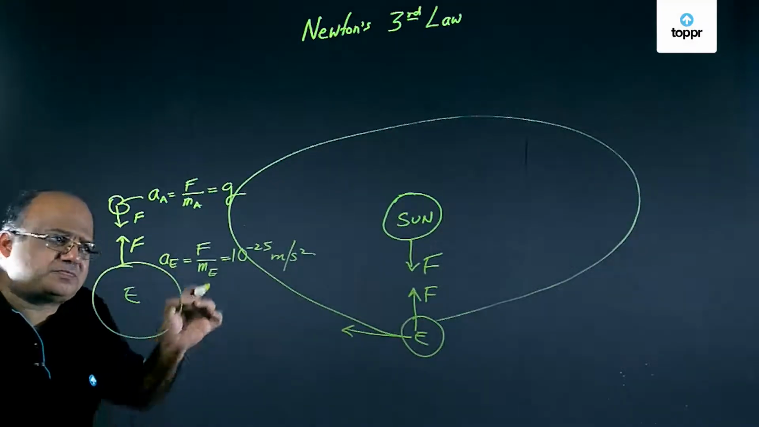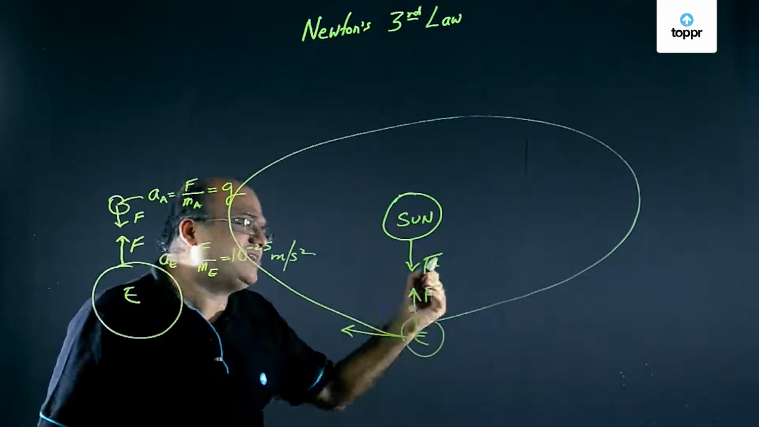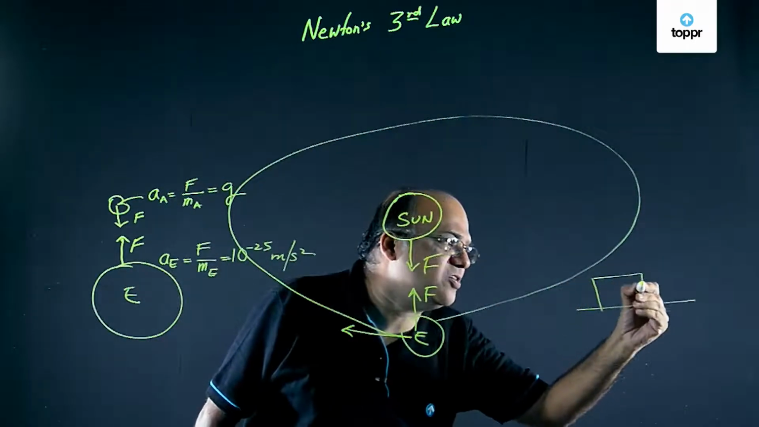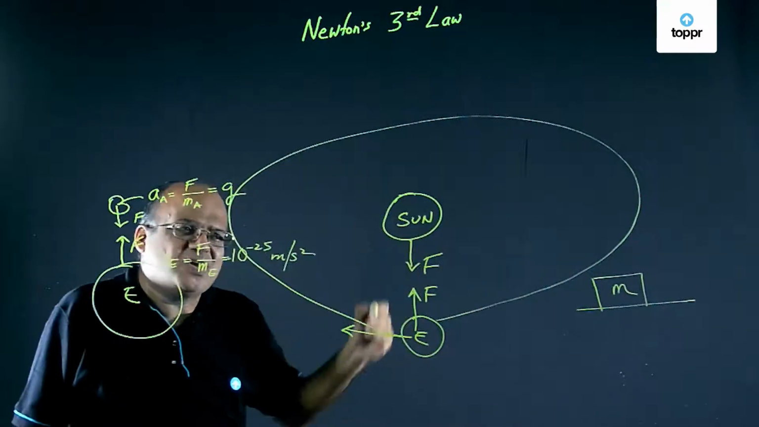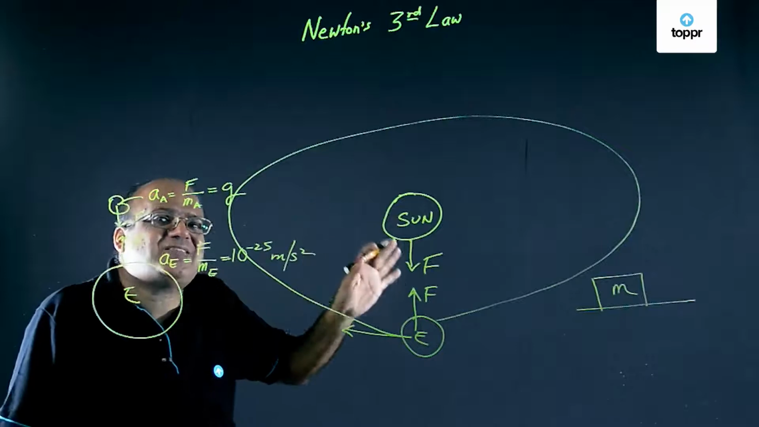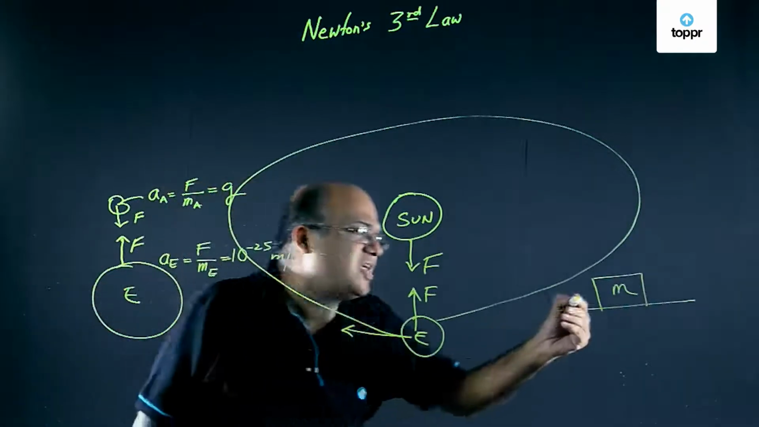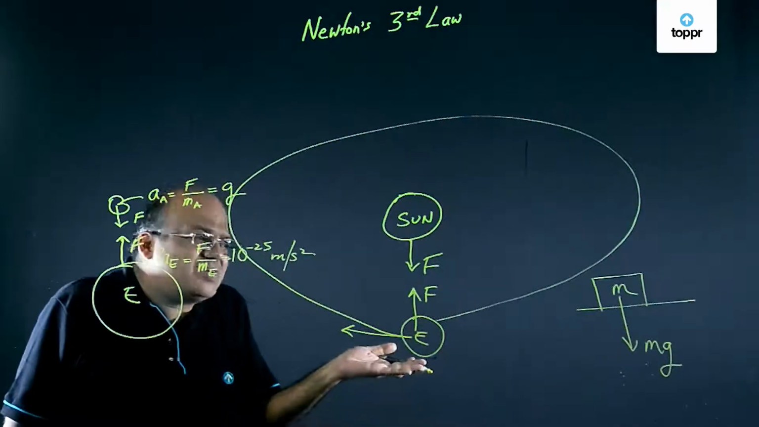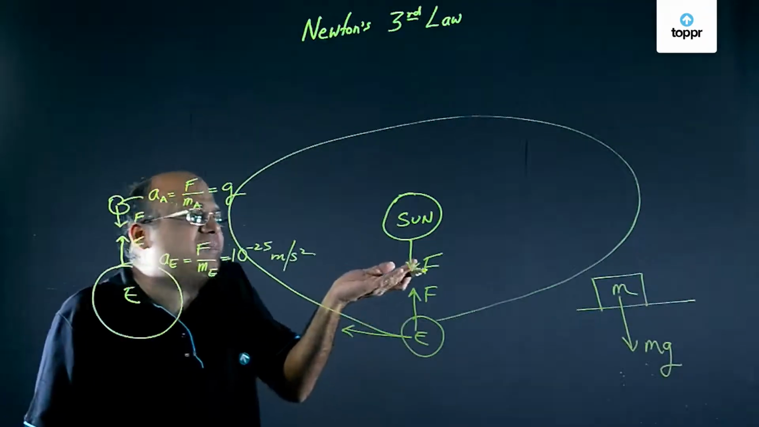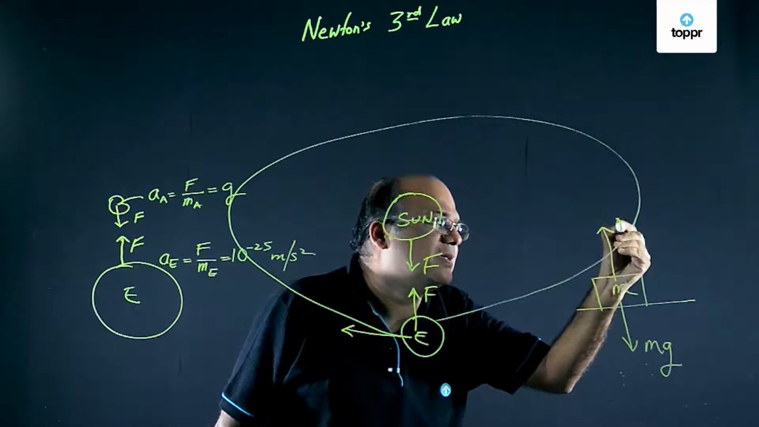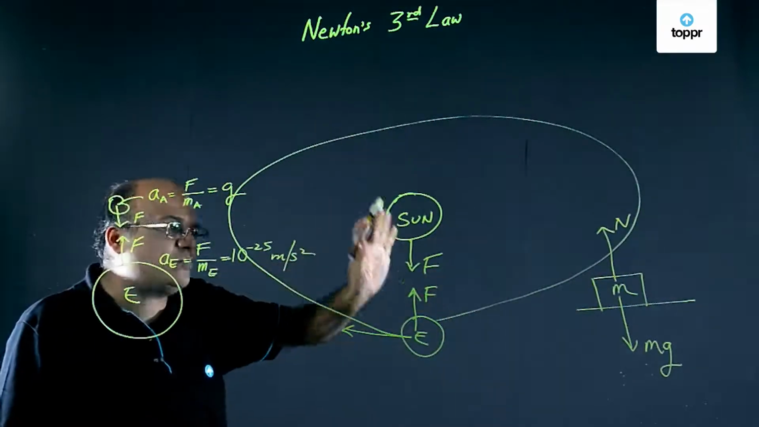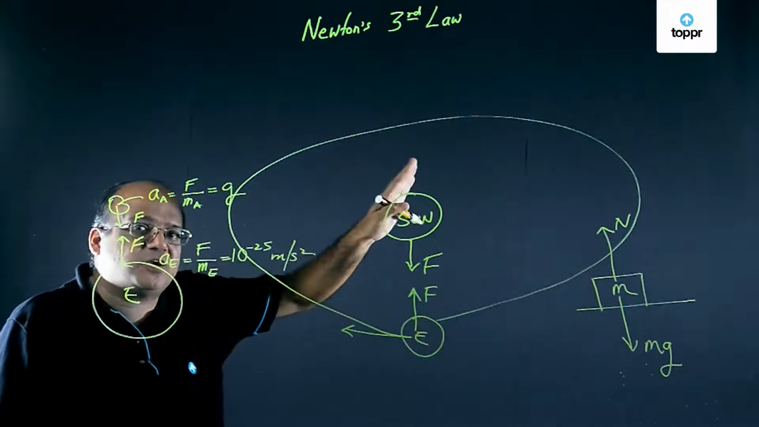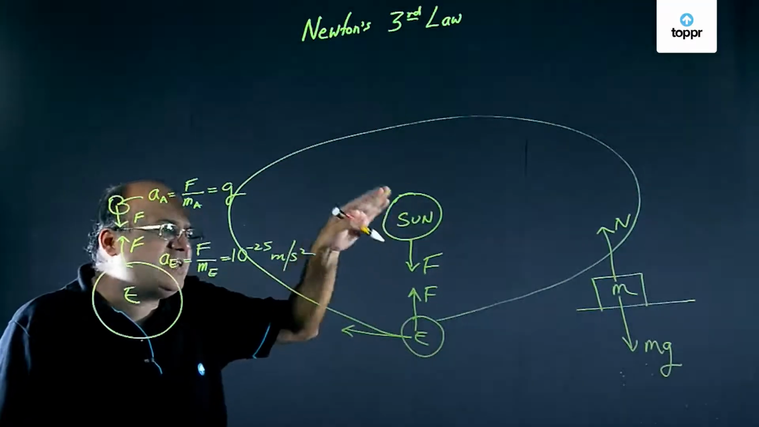Let's try to understand one more situation. This is a table. A mass M is resting on this table. So now let's try to understand what are the forces acting on this mass. First thing, weight will act vertically downwards, mg. The table will exert a normal force on the mass, N. If no other force is there, normal will be equal to mg because there is no acceleration vertically. Horizontally also there is no acceleration, but we are more interested now in vertical acceleration. So N is equal to mg.